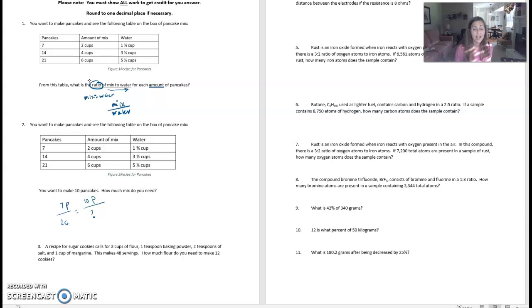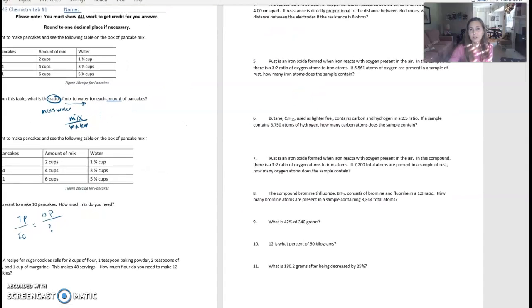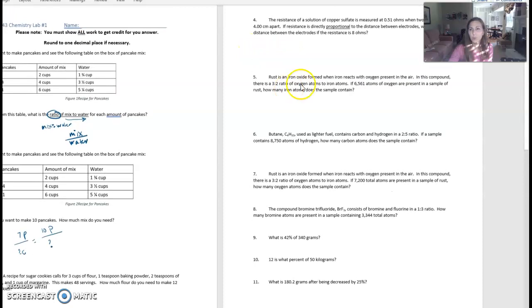So there's a proportion. And there are multiple ways you could set that up. You don't have to set it up the same way that I just did. The same thing for the sugar cookies. How much flour do you need to make 12 cookies? So that's another ratio.